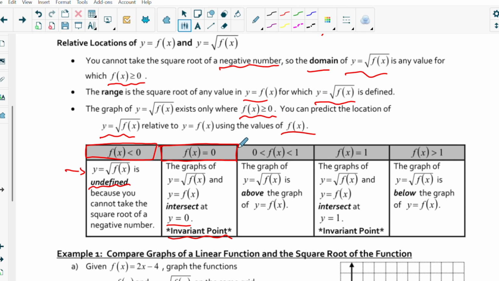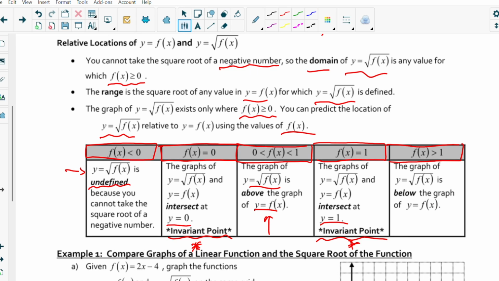Next one, f of x is greater than 0 but less than 1. The graph of the square root of f of x is above the graph of y equals f of x. I'll show you this one with an example. This one, you've got to be careful when you think about this. When f of x equals 1, the graphs of y equals f of x and y equals square root of f of x intersect at y equals 1. This is also an invariant point, so y equals 0 and y equals 1 are two invariant points. When f of x is greater than 1, the graph of y equals square root of f of x is below the graph of y equals f of x.